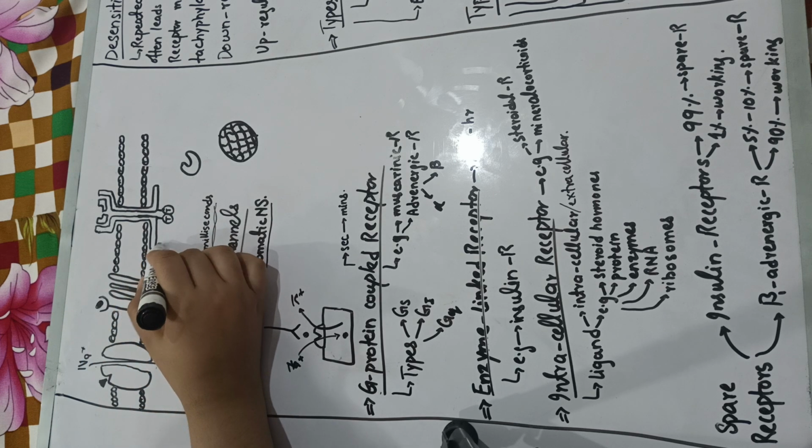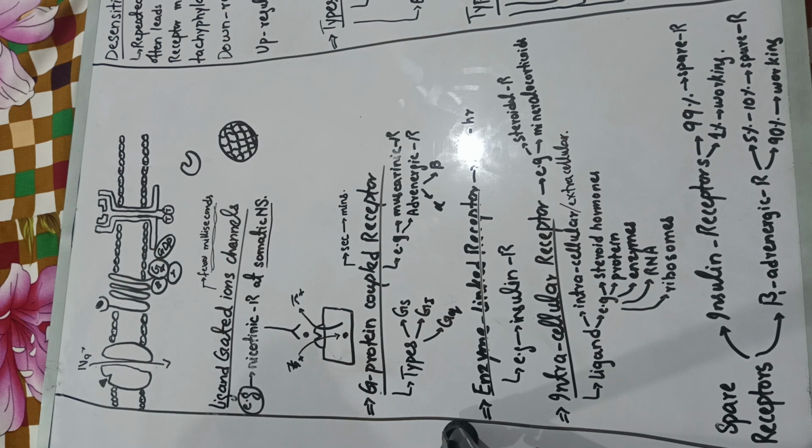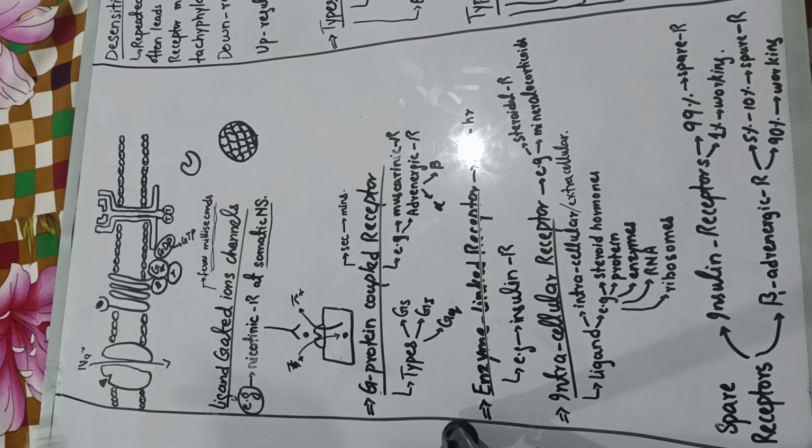Now, this alpha subunit is attached with GDP. After the attachment of the ligand, this GDP is phosphorylated, and it will convert itself into GTP. GTP helps to convert adenosine monophosphate into cyclic AMP. After the formation of cyclic AMP, there is activation of protein kinase, and a particular kind of cellular response will happen. So actually this is the secondary messenger system, which happens inside your cell.